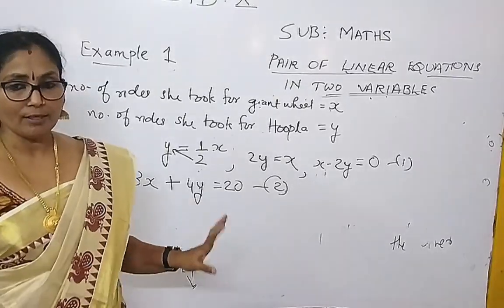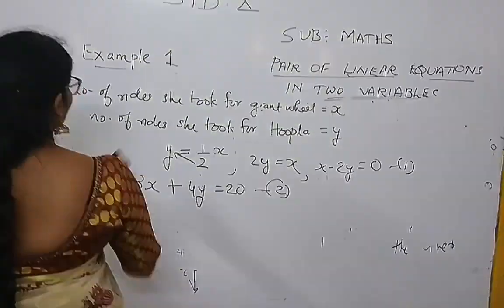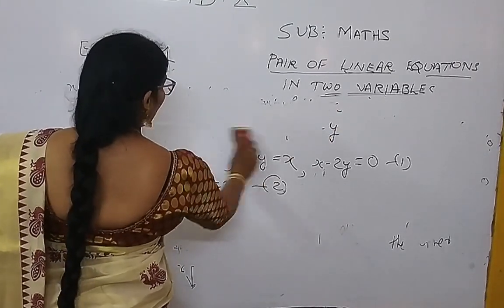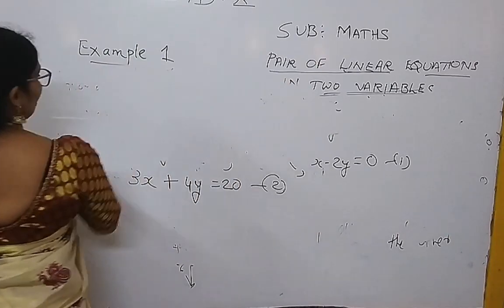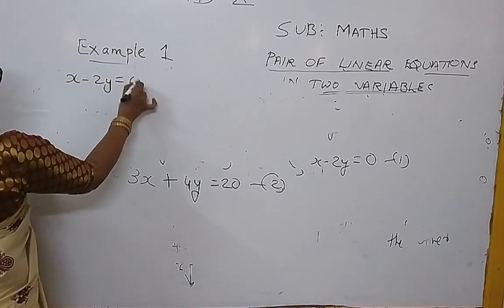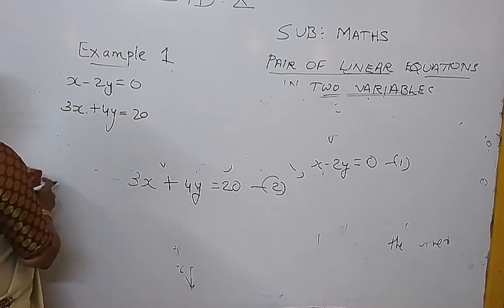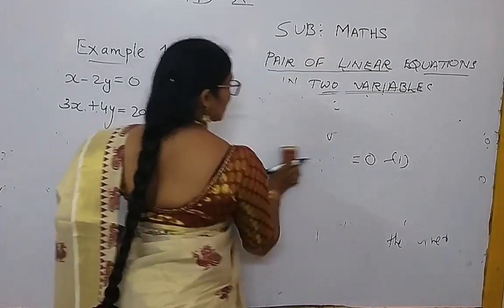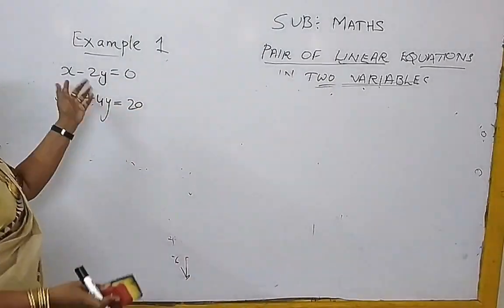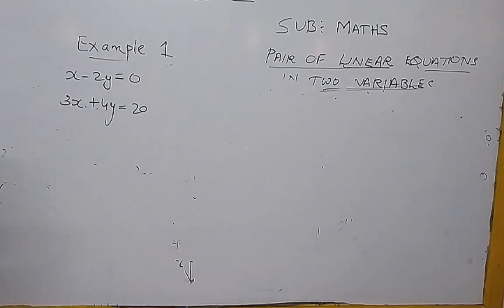Now let us represent this equation graphically. That means you have to represent it in a Cartesian coordinate plane. Let me rub this out, and I am just writing the equations over here: x minus 2y equal to 0 and 3x plus 4y equal to 20. These are the two equations we have to represent. This is the algebraic representation. Now we have to represent the same thing geometrically also.